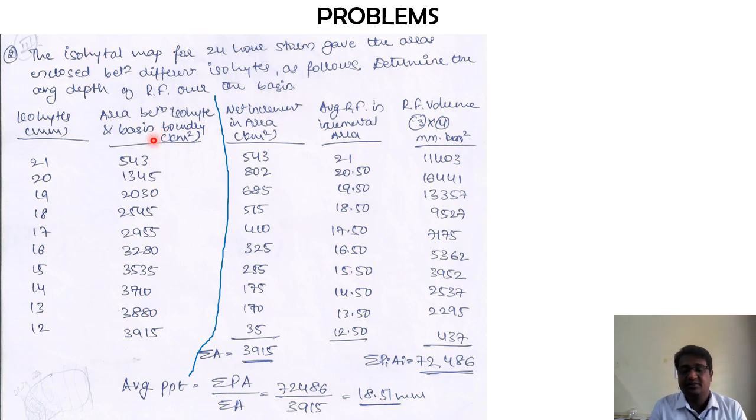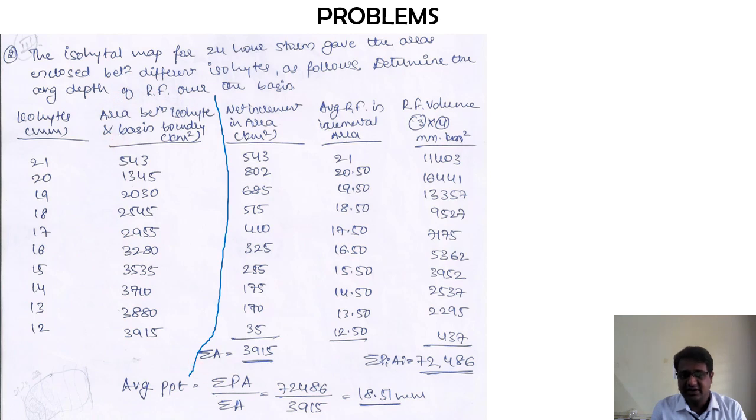In the previous problems, there also we had two columns. One was the isohyet, given as a range, and the area was directly given for that coverage of the isohyets. Whereas here they have given the area between the isohyet and the basin boundary. Here the isohyet is 21 mm, and the area between the isohyet and the basin boundary is 543 kilometers squared. Similarly 20 and 1345, 19 and 2030. All these values go on increasing, because it is a cumulative value that has been given.